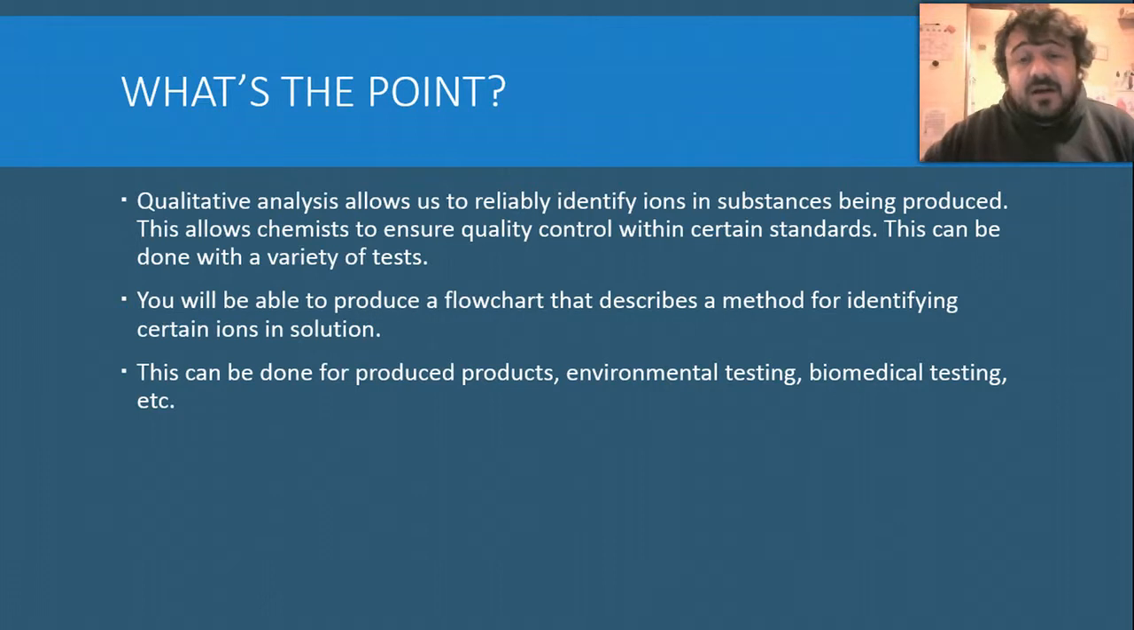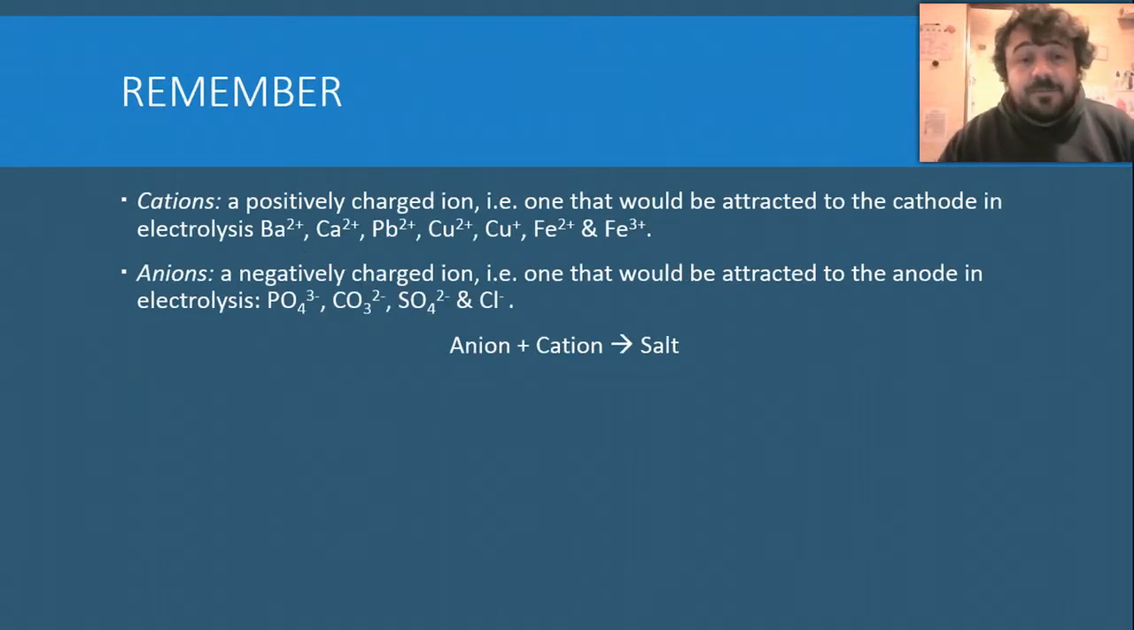All right. You should also, by the end of this, be able to produce a flowchart that describes a method for testing for anions and cations. And you need to be able to explain that flowchart with a bit of detail. So, what do you need to remember?